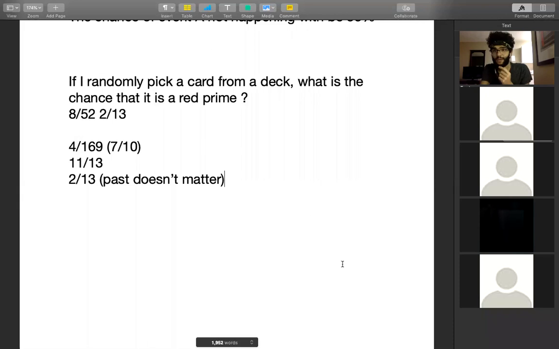So this was a trick question. And if you paid close attention, you would understand that I said that you have already picked a red prime. I didn't ask you what is the chance that you pick a red prime, put it back, and you pick it again. Then it would be 4 by 169. But I said you have already picked a red prime. Now you put it back. Now what is the chance that you pick a red prime?